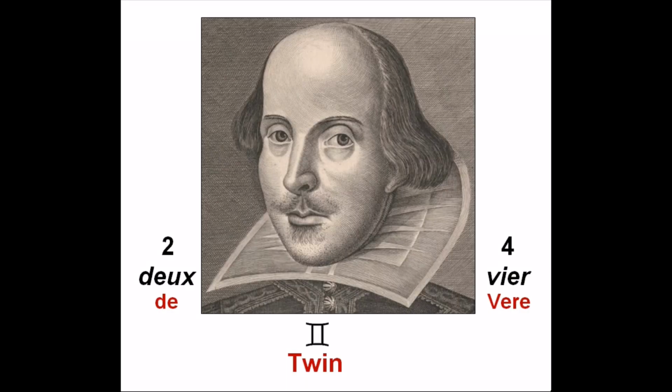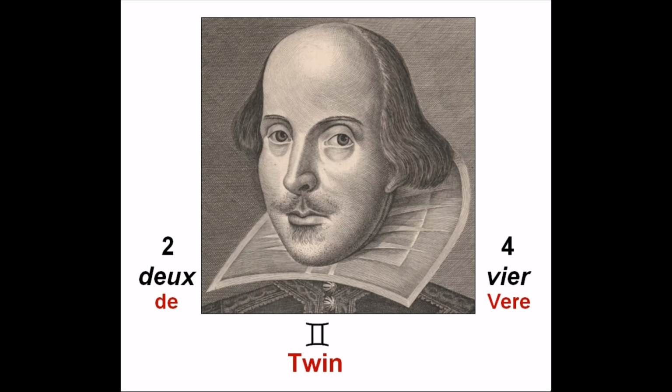If the 2 and 4 lines are meant to be read as De Vere, and the 2 lines in the middle can be seen as a Gemini symbol, then are we being told that Edward de Vere is a twin of William Shakespeare, or that he's a twin of someone else? If it's the latter, then who is it?